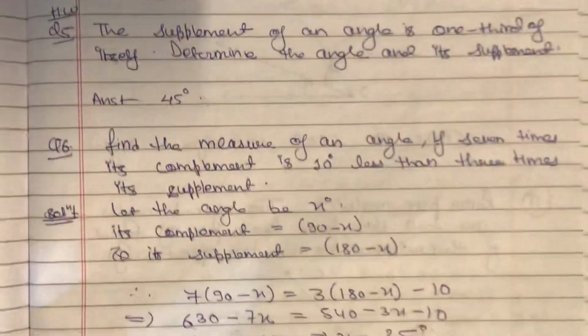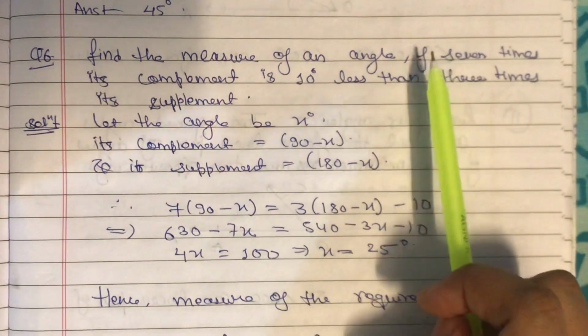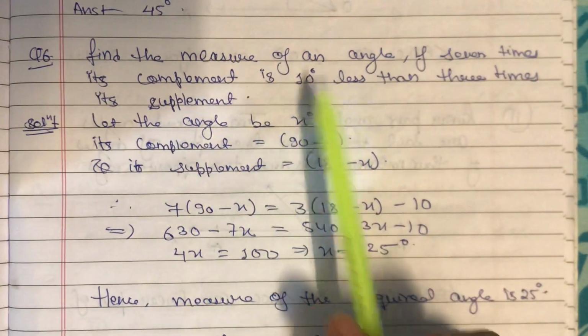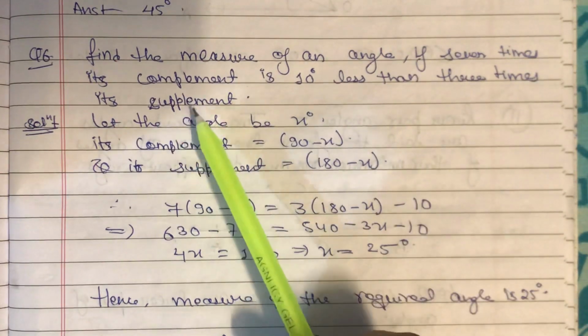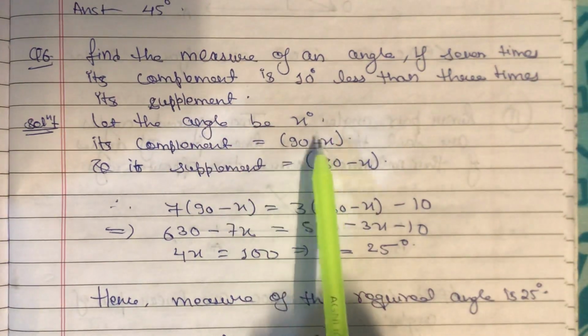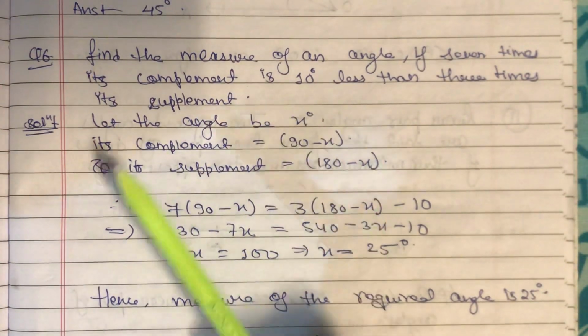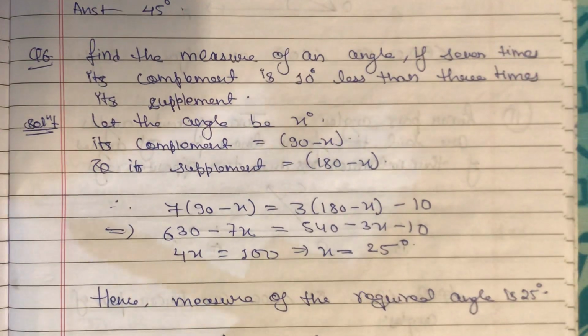And the last question of this video, that is, find the measure of an angle if 7 times its complement is 10 degrees less than 3 times its supplement. So let the angle be x, its complement will be how much? 90 minus x, and its supplement will be how much? 180 minus x. So this question is a mixed match of complement as well as supplement.